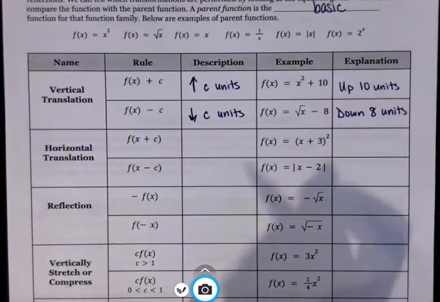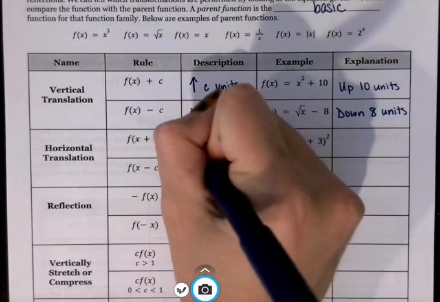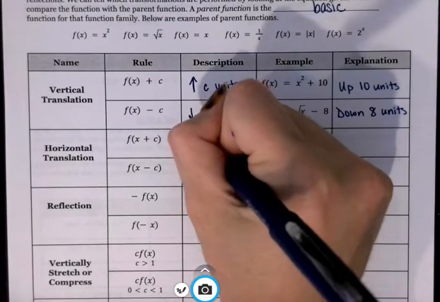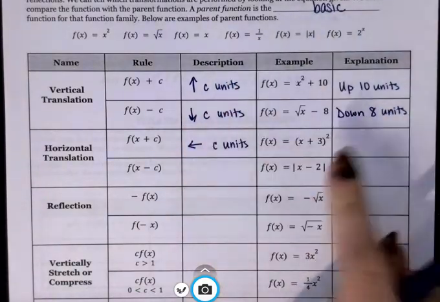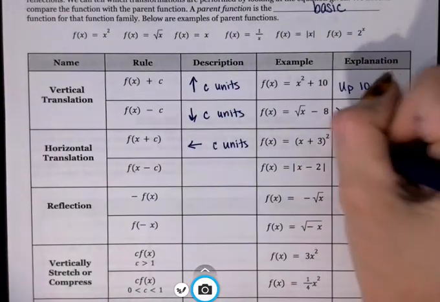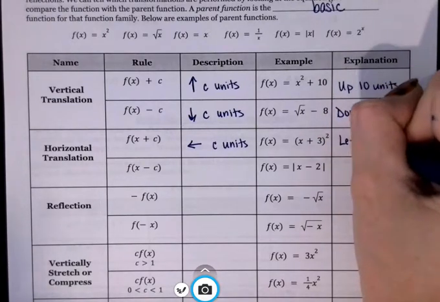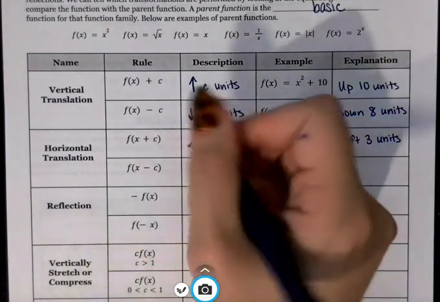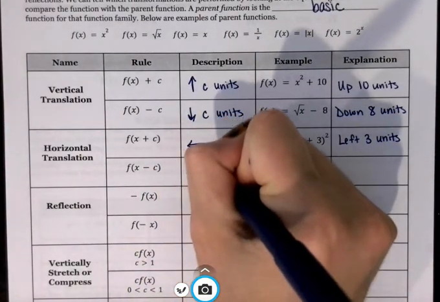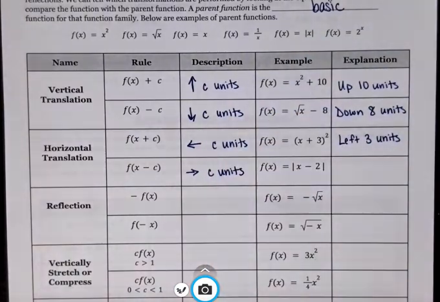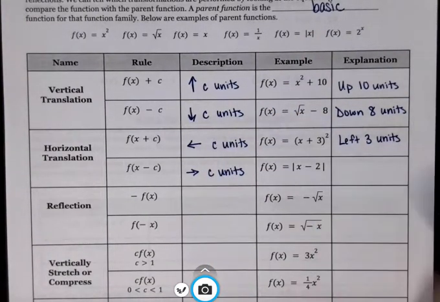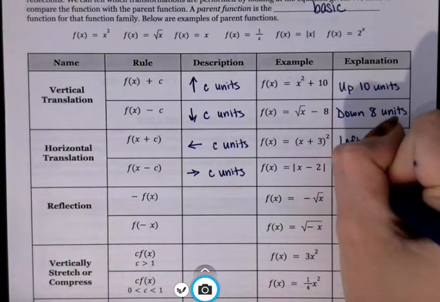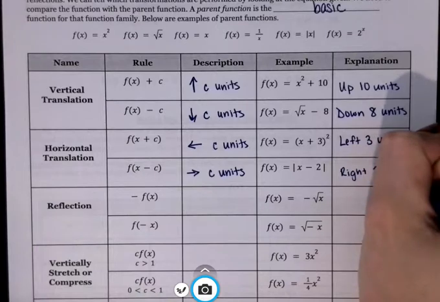If you just say up, you would not get full credit, and so I need the direction and how much. If I'm adding on the inside, I am going to the left that many units. So here, if I have plus 3 on the inside, I am going left 3 units. And then if I have minus on the inside, I'm going right that many units. So my minus 2 here, it is on the inside of my absolute value sign, so I'm going right 2 units.